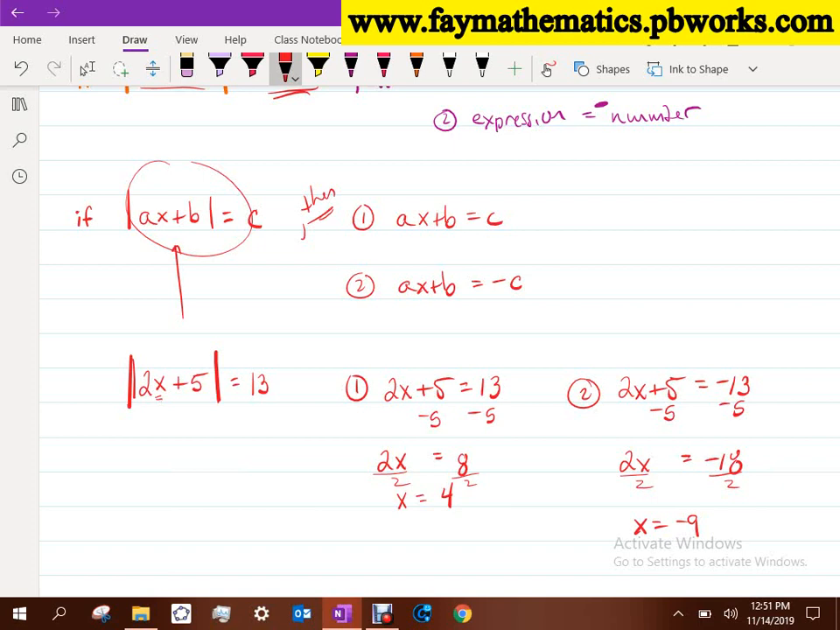Does that make sense? They could both be positive. They could both be negative. One could be positive, one could be negative. It depends on the relationship between the numbers when we start the problem.